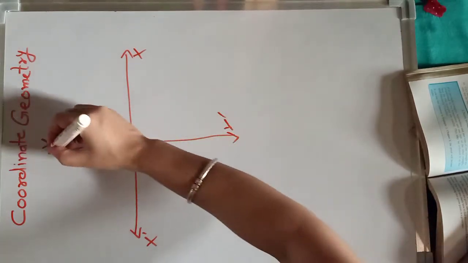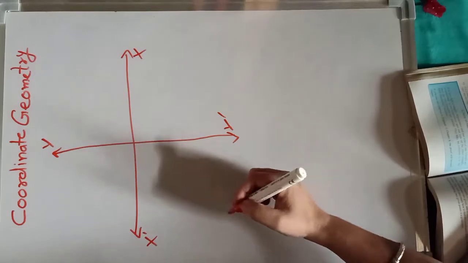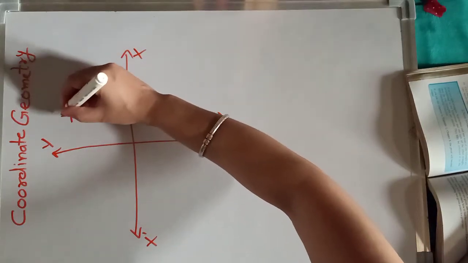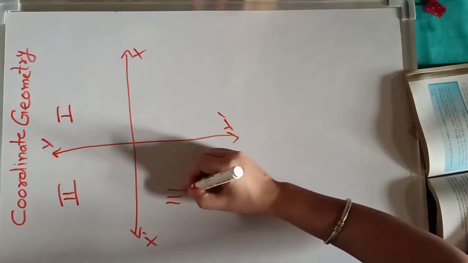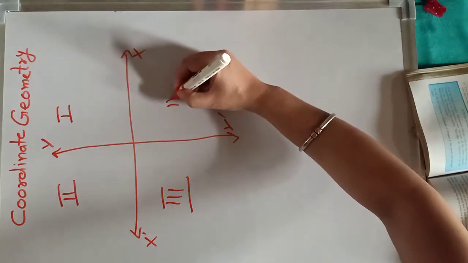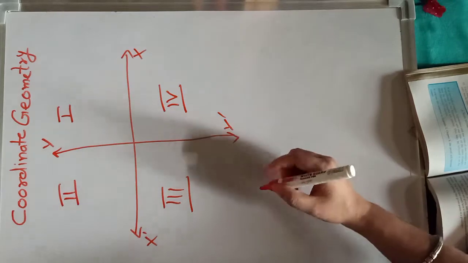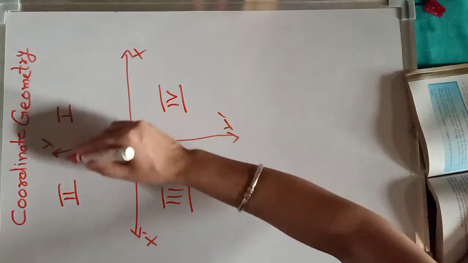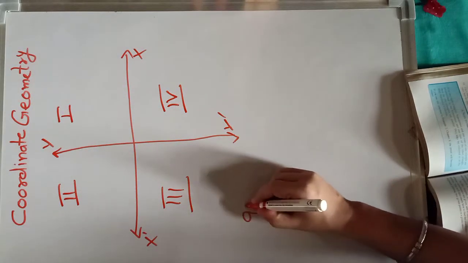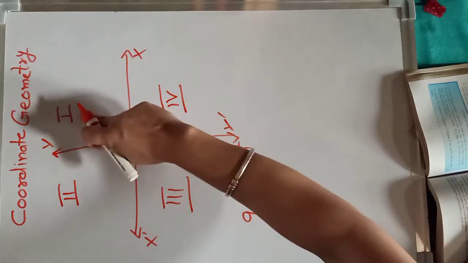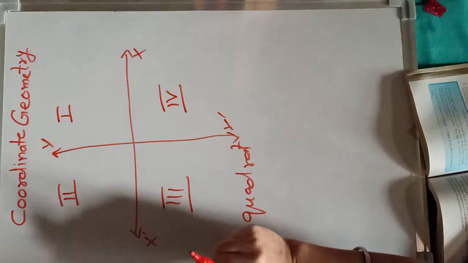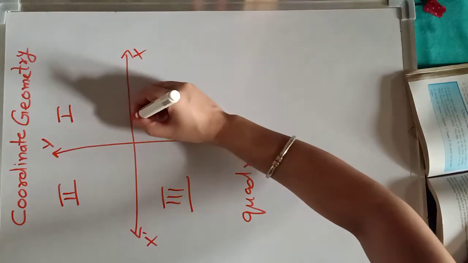It has divided the plane into 4 parts: first, second, third and fourth. Each part is called a quadrant. This is the first, second, third and fourth quadrant. Now come to your axis.